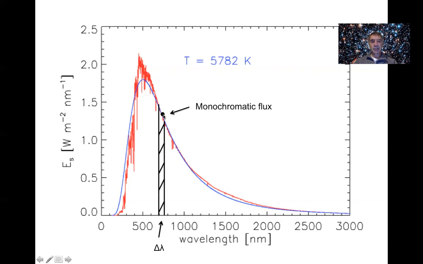Of course, in practice, you can't measure the flux in an infinitesimally small wavelength interval. You have to let some energy in, and so that will normally be over some small range of wavelengths, which I've indicated with delta lambda here to represent a small range of wavelengths over which this data point has been measured. And so that will always be true.